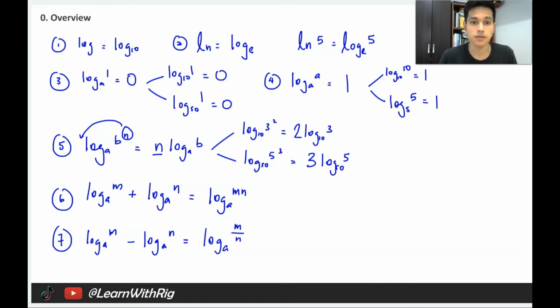So this is what happens. Whenever you see it's minus, you have to divide. So m divided by n. Okay, so this is the seventh property.